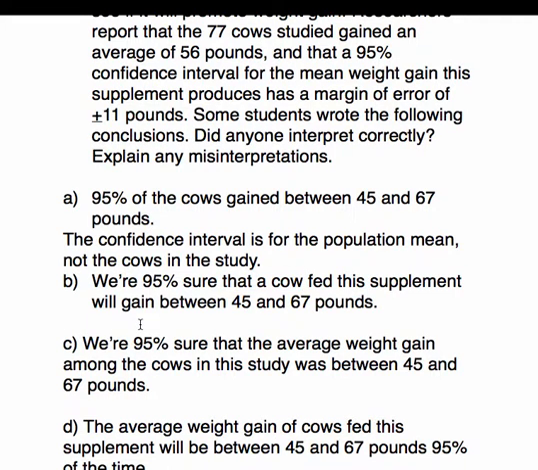Well, confidence intervals are not for individual cows. We're looking at a population. With confidence intervals, you're making an inference on the population mean. You have to keep that in mind. It's not just one individual cow. So that's question B.